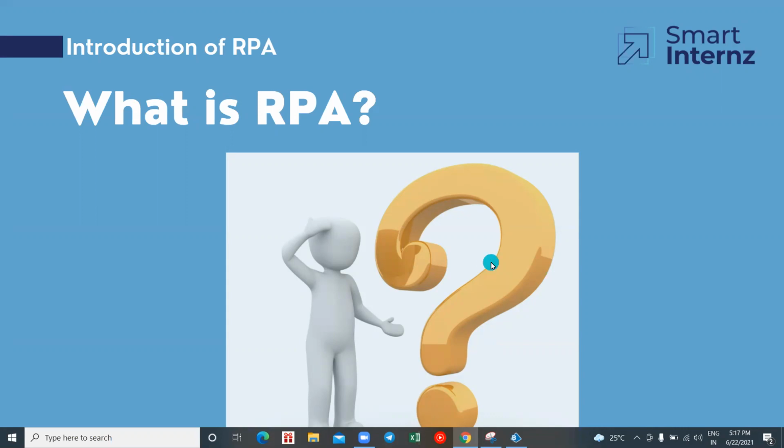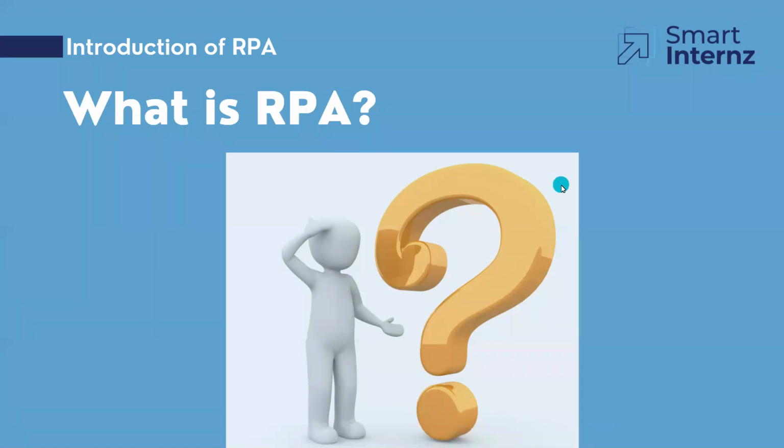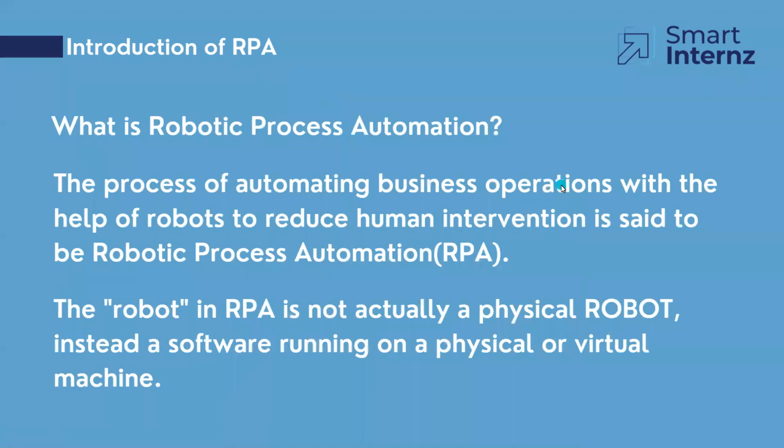Okay, so let's talk about RPA now. Let's see the definition of RPA. This is the definition of RPA: the process of automating business operations or back-end processes, whatever process can be automated without intervention of human beings, is said to be robotic process automation.